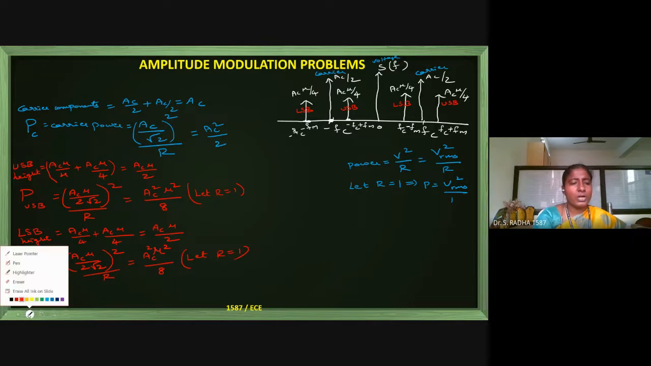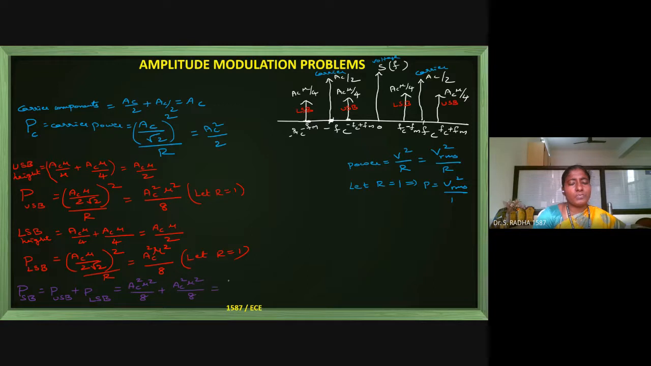Okay. So now total sideband power, upper plus lower sideband power. I will go with total sideband power. PSB, total sideband power, is upper sideband power plus lower sideband power, which is nothing but AC square mu square by 8. Once again, AC square mu square by 8. Okay. So, which is AC square mu square by 4.